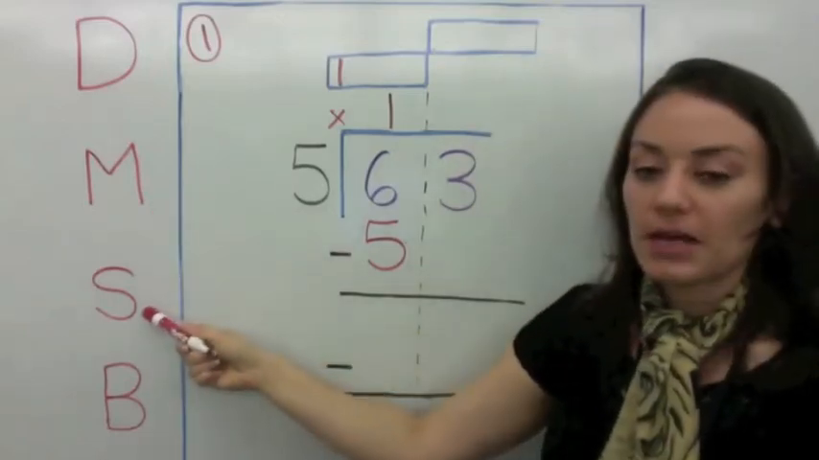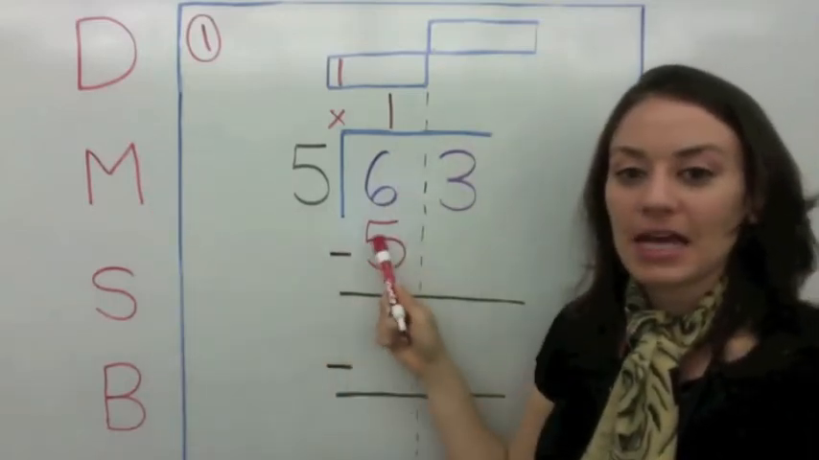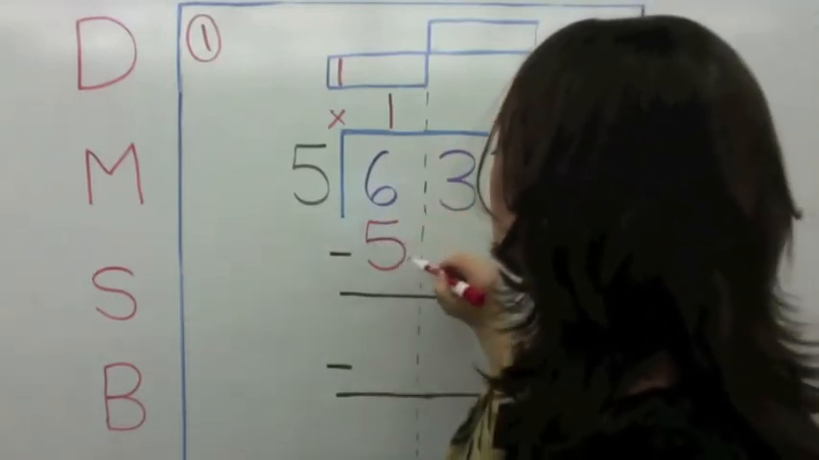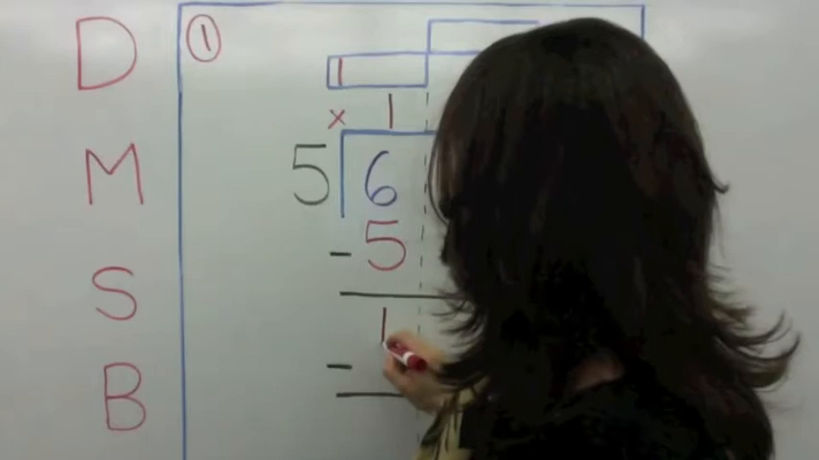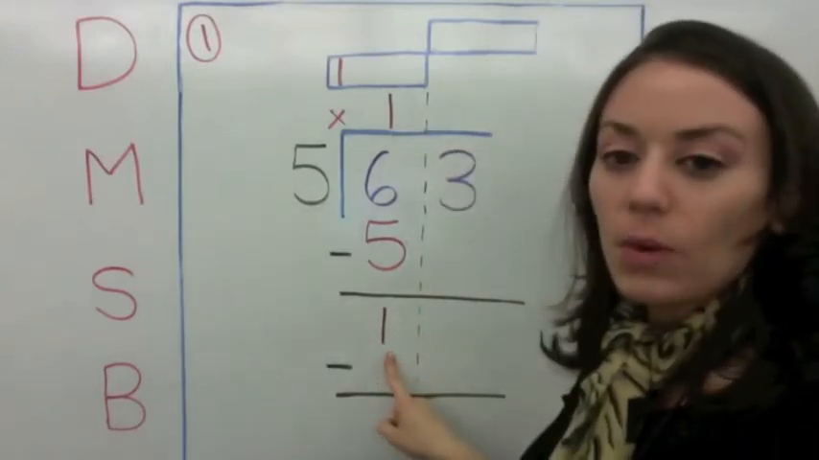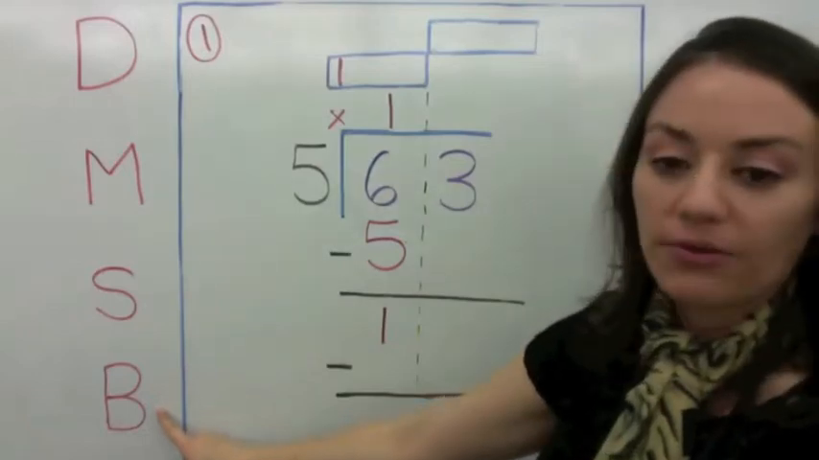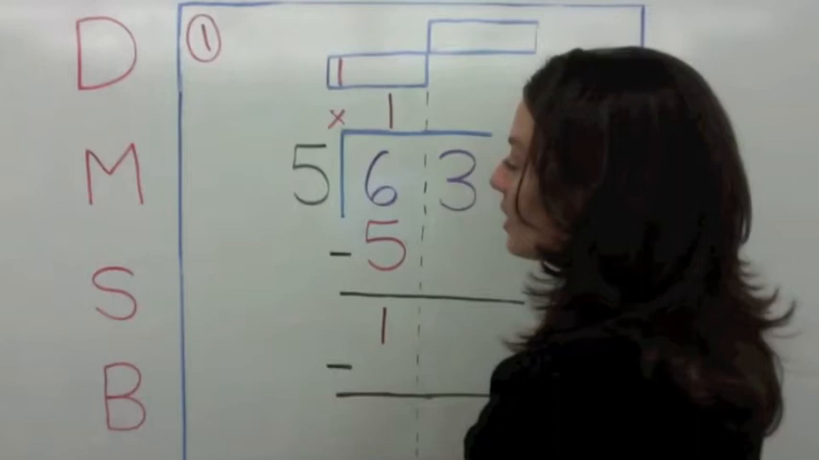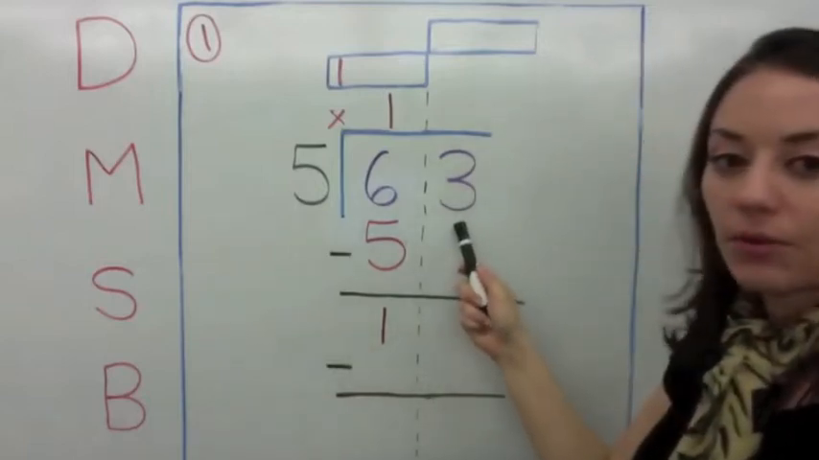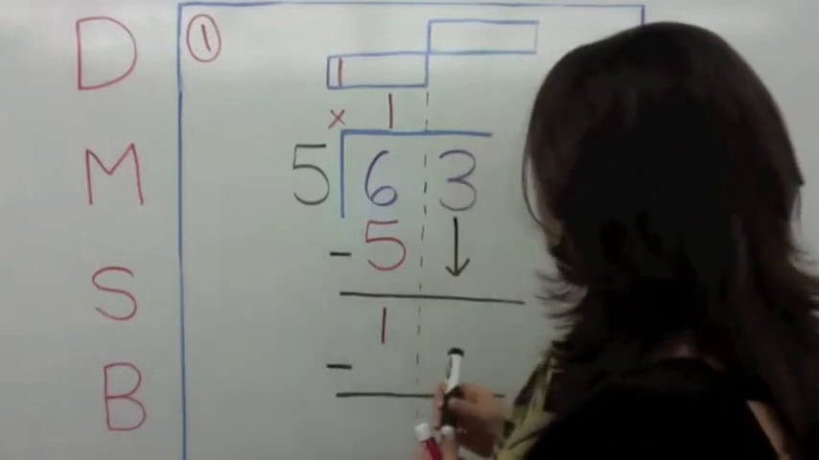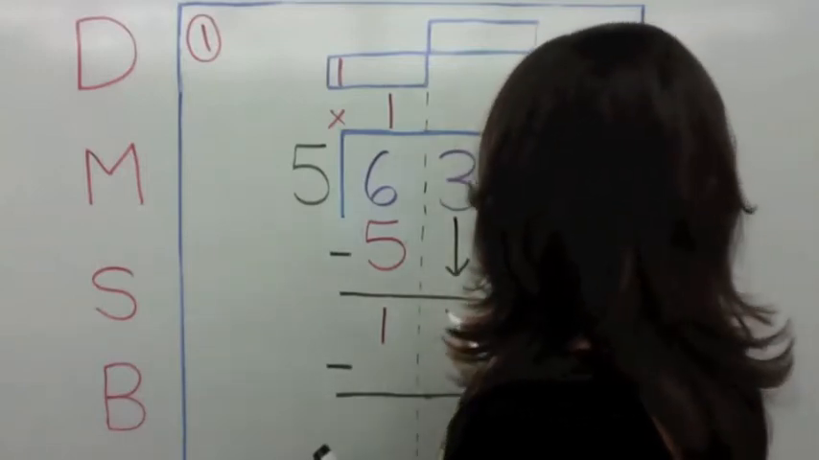So what's the third step now? Now we're going to take 6 minus 5, which is 6, 5, 4, 3, 2, 1. Now, the remainder is not 1. We have to do the 4th step, which is B. Everyone say, bring down. What are we going to bring down? We're going to bring down the 3. So there's a little arrow. You bring down the 3.